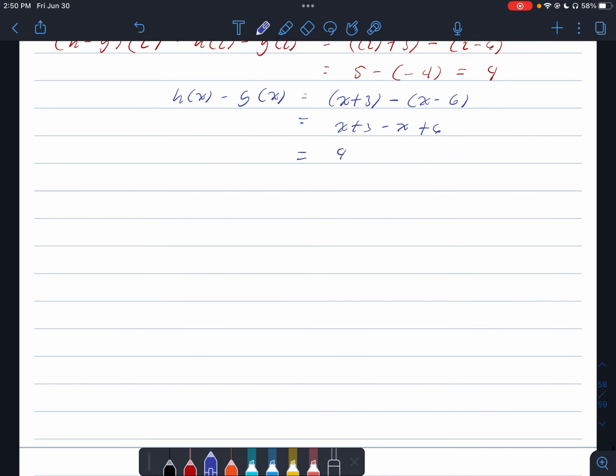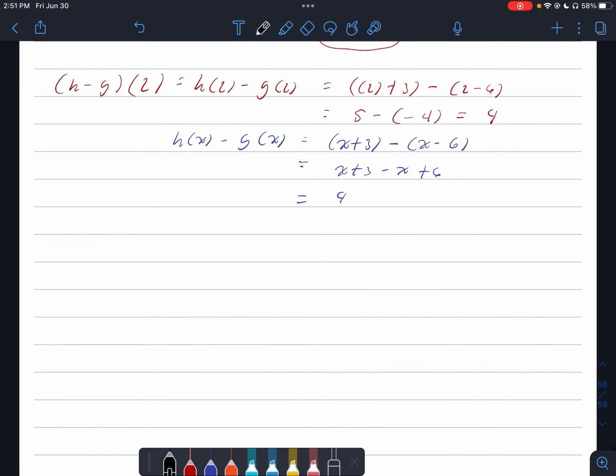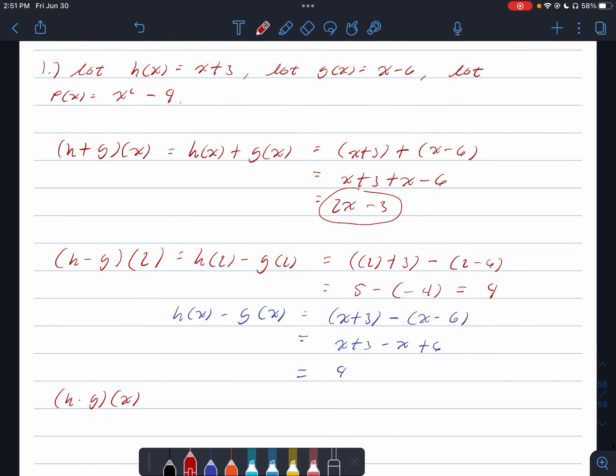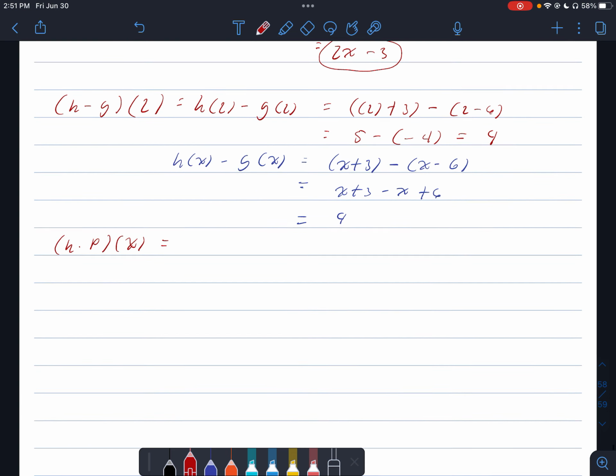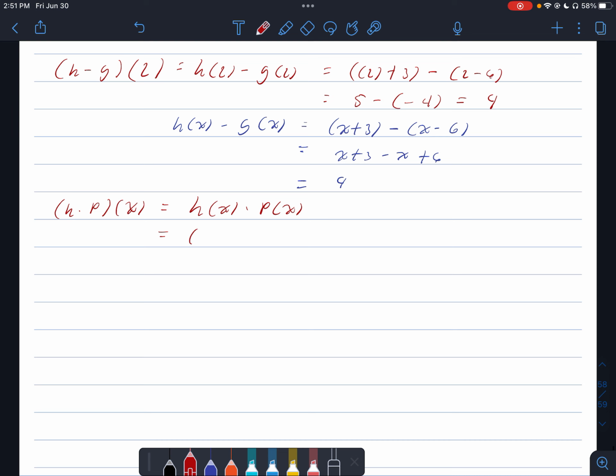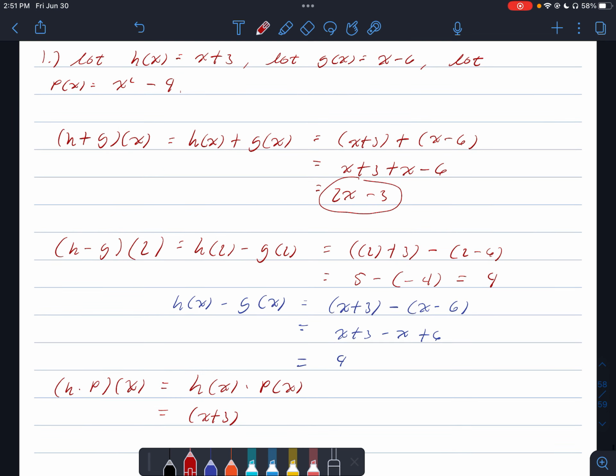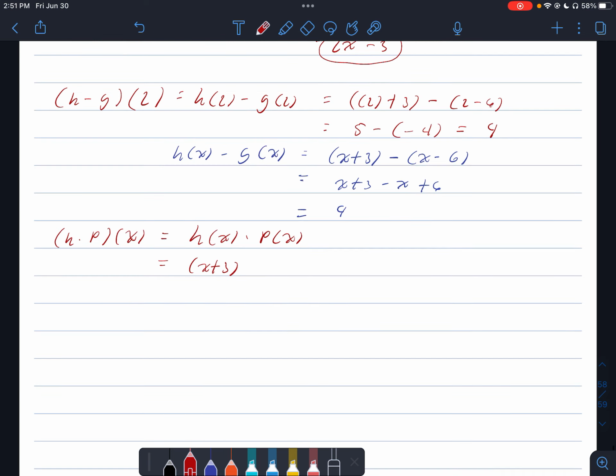All right. Product is very similar. If we have h times g of x, and let's use one of our other functions actually. We said p of x was x squared minus 9. Let's do h times p of x. This is exactly the same as what we had up here. It's the same as h of x times p of x, which is x plus 3 times x squared minus 9.